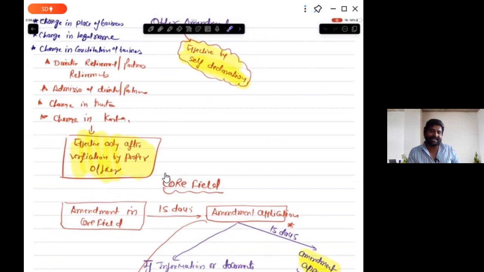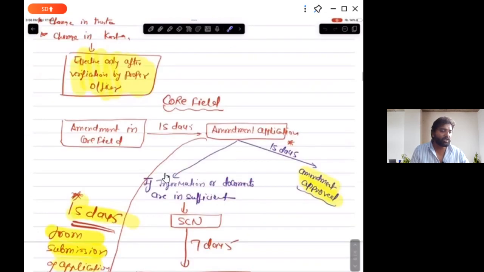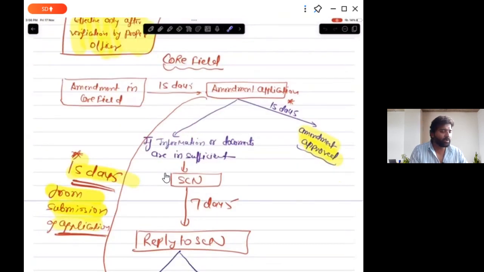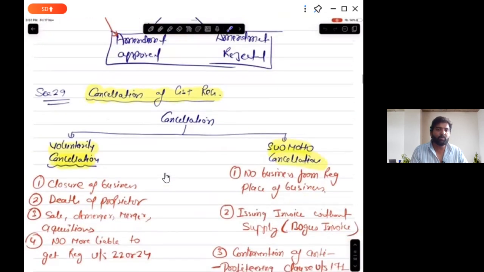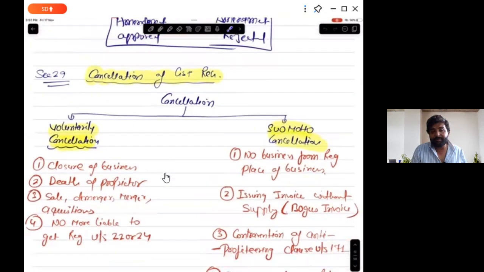It is regarding section 28. Now here I have also attached the process, but I don't think that the process is very important. We can move on to a very interesting and important section in this chapter, and that is cancellation of registration, section 29. I think it is very important. You know what it says?